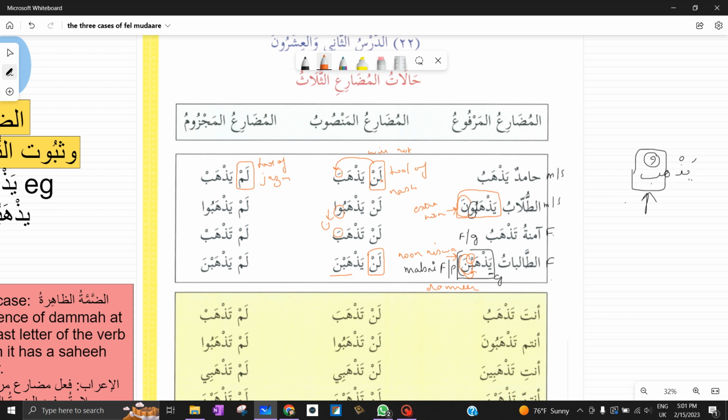Like you want to say, I will not go to school tomorrow. You have not gone yet. Tomorrow has not come yet. But you want to negate something you will do in future. That means you will not go to school tomorrow. So what will you say? You will use this particle lan: azhabu, azhabu ilal madrasati.